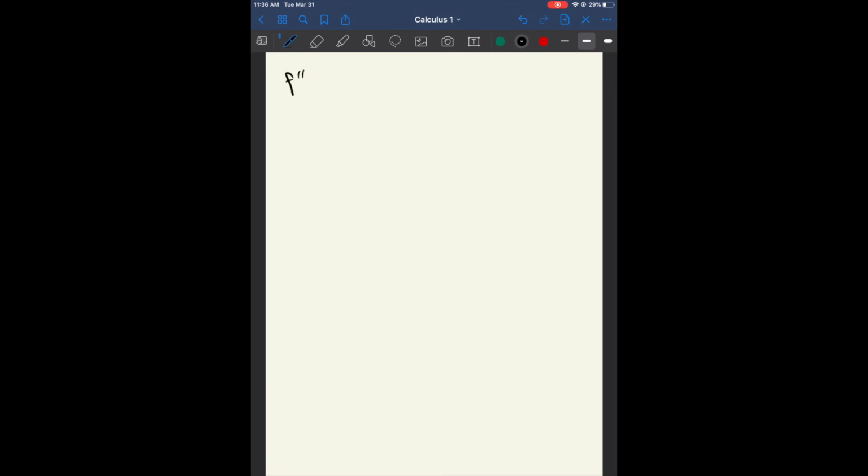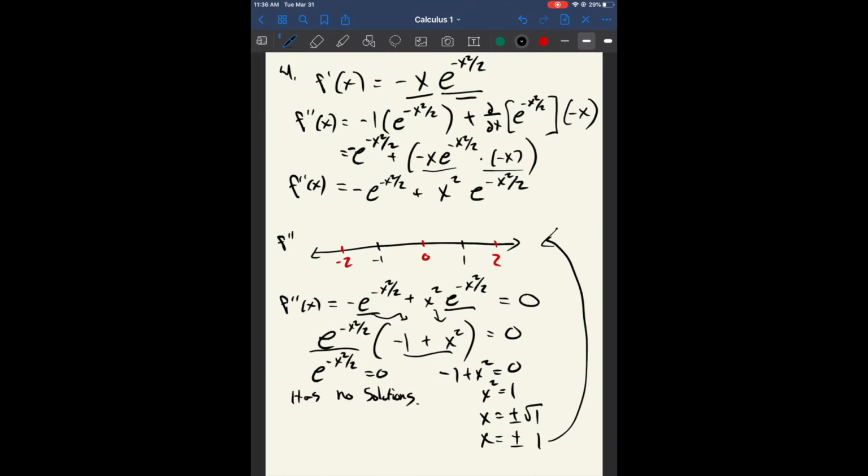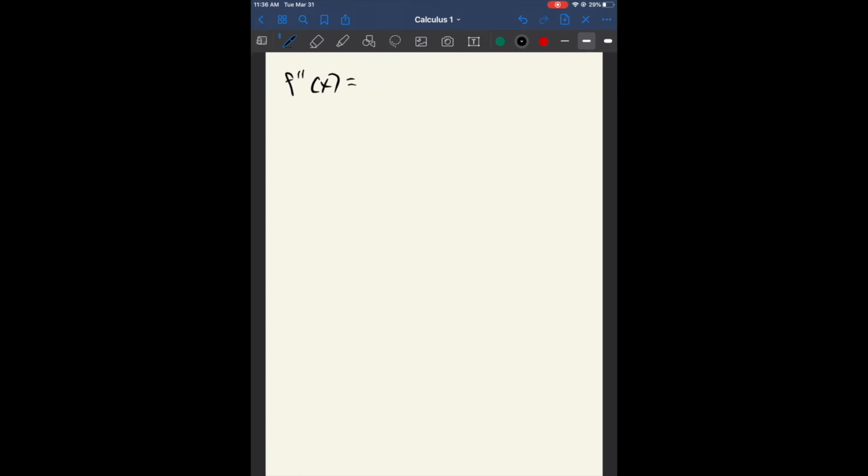Okay, so let's write down f double prime of x. Let's look back real quick. So it's minus e to the minus x squared over 2, and then plus this x squared e to the minus x squared over 2 term. Okay, so x squared e to the minus x squared over 2. Okay, so we're going to plug in the number minus 2, we're going to plug in 0, and we're going to plug in 2. Okay, so those were the three test points that we chose. Right, so minus 2, 0, and 2.